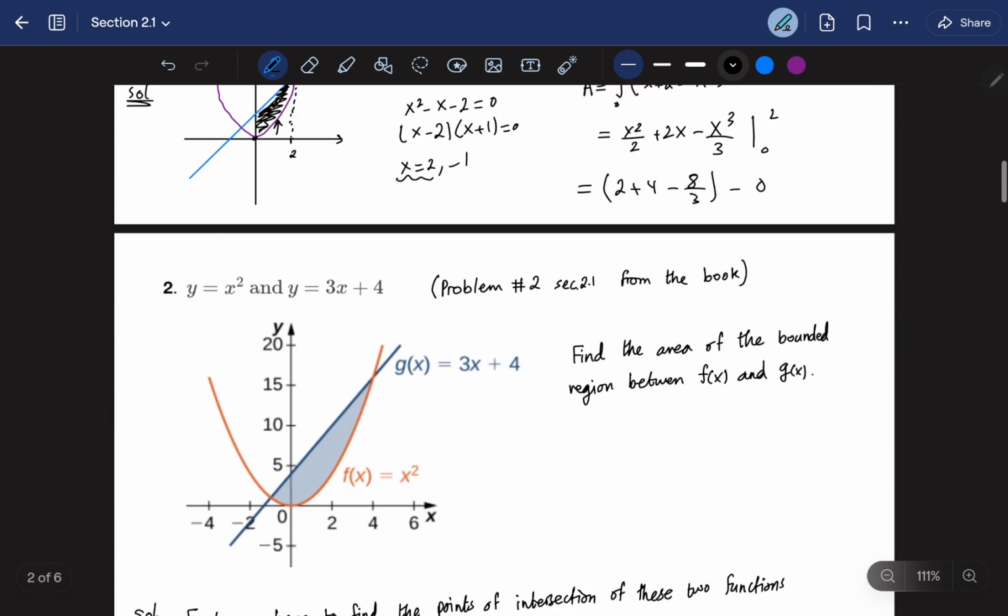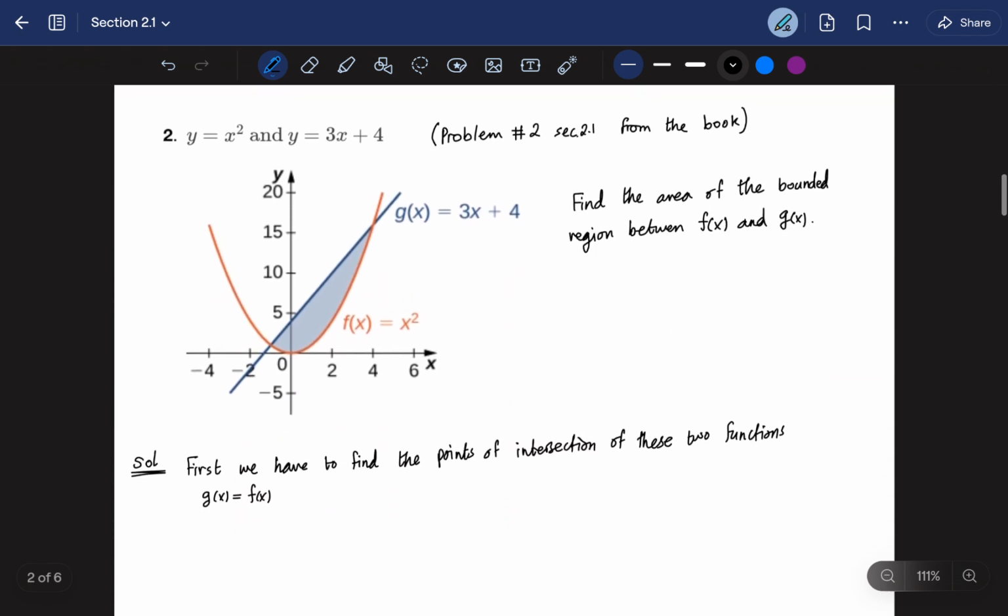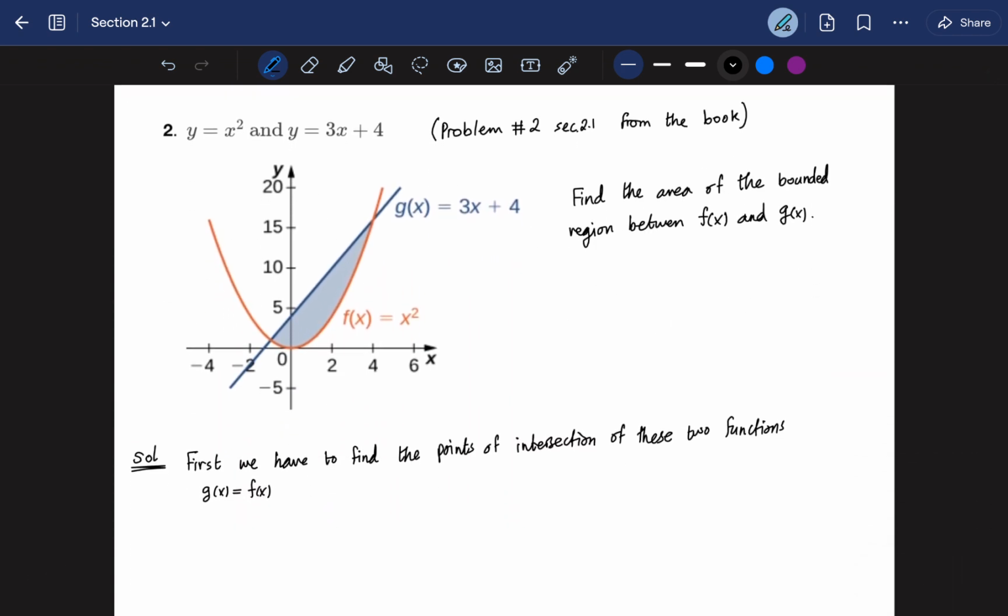Okay, so let's try a different example. If we look at problem 2 here from the book, I want to find the area of the bounded region between f and g, where f is the function x squared and g is 3x plus 4. And I want to find the area of this region here.